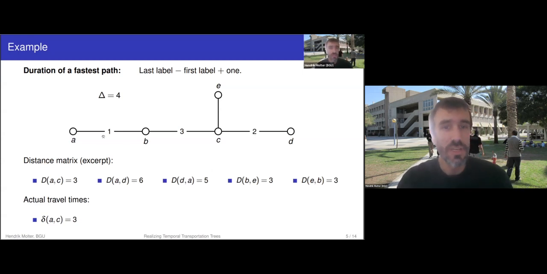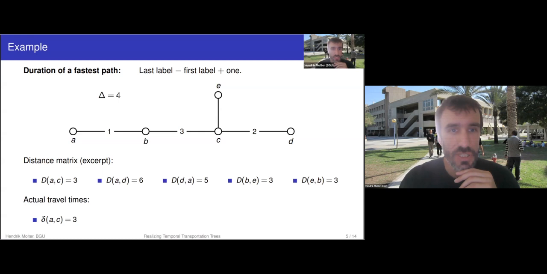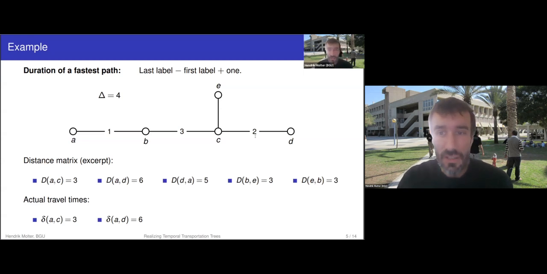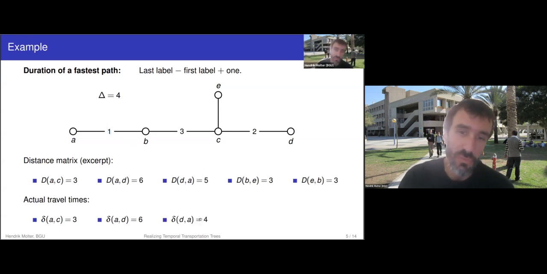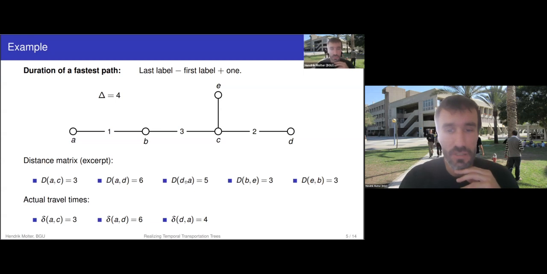So if I go now from A to B and then from B to C, the actual label I'm going to use is 2 plus 4, the next larger one that is available, so 6. And then I will have the actual travel time also 6. Now, if I go back from D to A, then I use 2, 3, and then 5, so the next larger label here. And this will give a travel time of only 4. But since we are in the upper bound setting, this is fine.